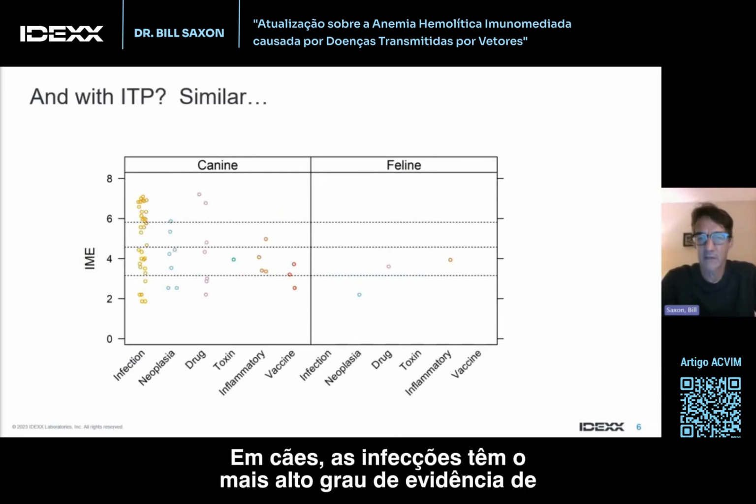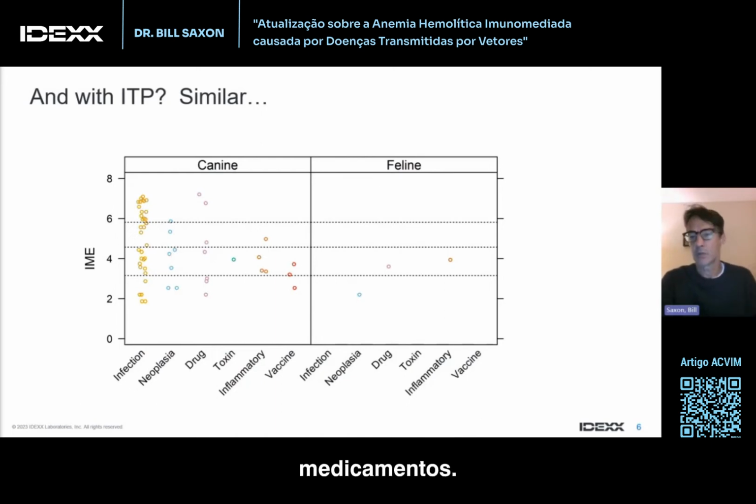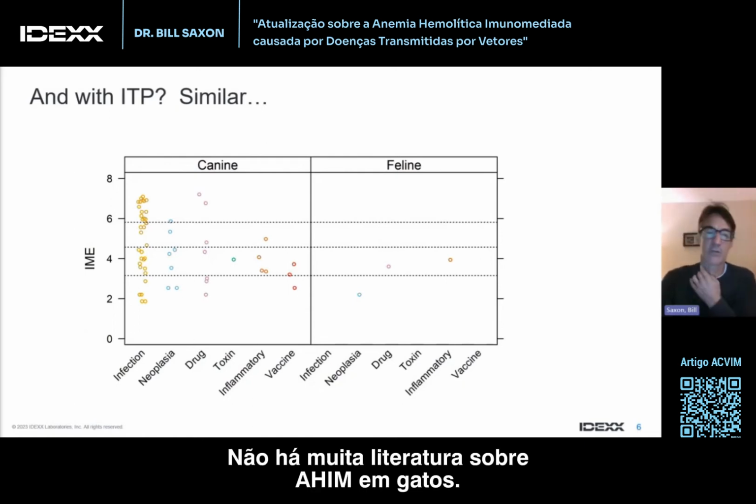In dogs, infections have the highest degree of evidence for causality, triggering associative ITP, along with drugs. And you can just see that in cats there aren't many studies out there. There's not much literature on ITP in cats.